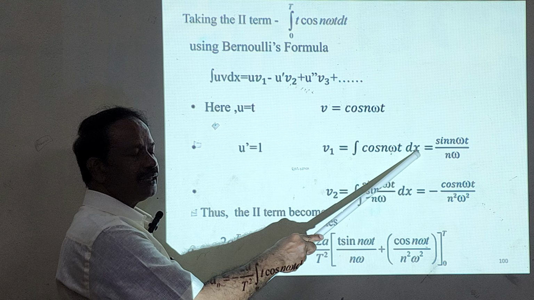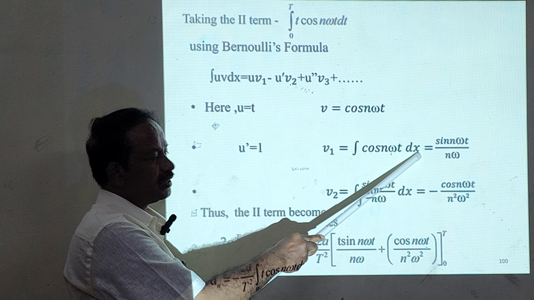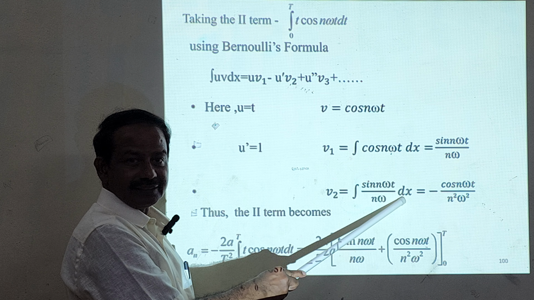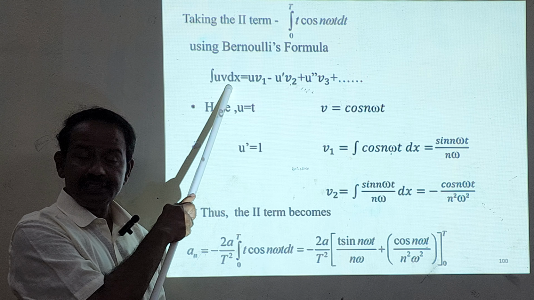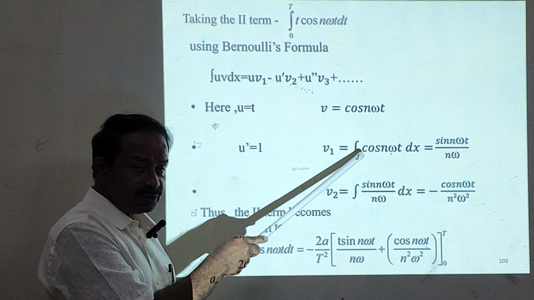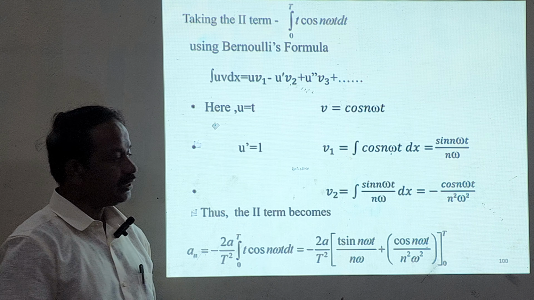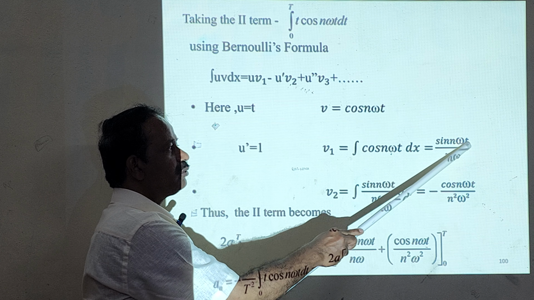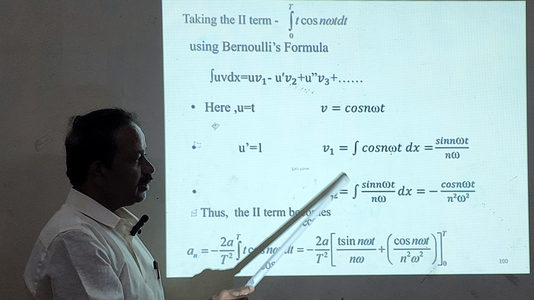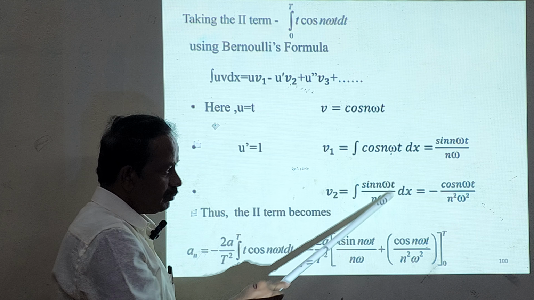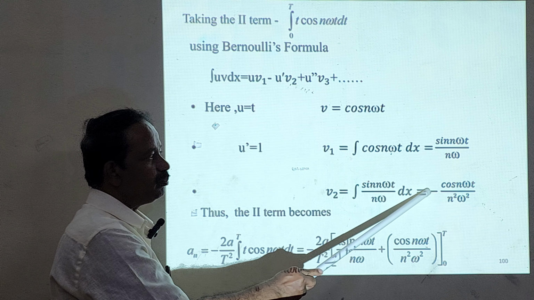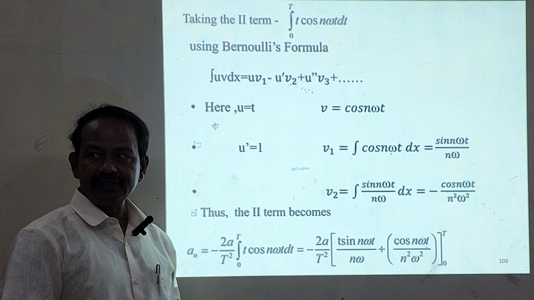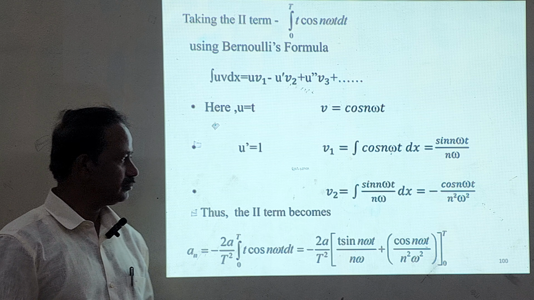There's a mistake here. It is dt. It is omega t dt. Here too dt. In the general formula it is dx, but according to this problem, this becomes dt. This is also dt. On integration, that will give you sin n omega t divided by n omega, and v2 equals the integral of sin n omega t dt. That will give you minus cos n omega t divided by n omega, so that will give us n squared omega squared.